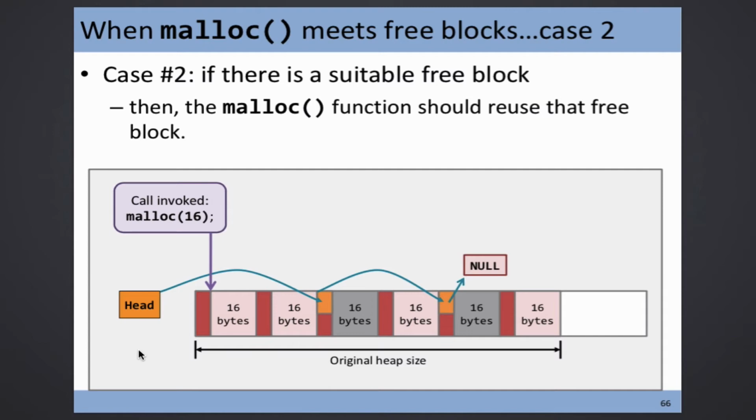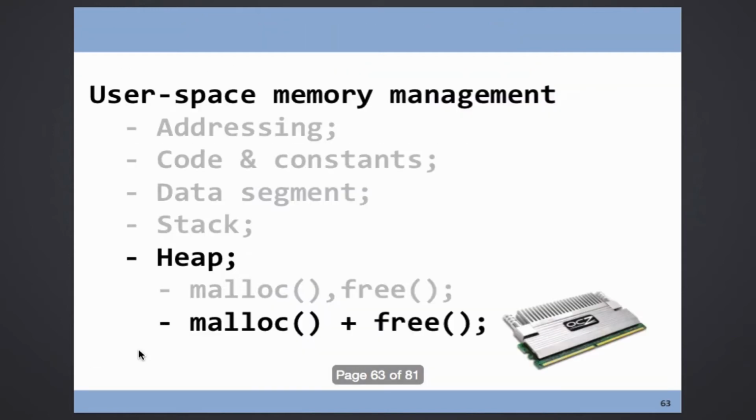Yes? What if we have some adjacent memory that has been freed, but we want to malloc a memory that is smaller than that? We will merge that. Later I will talk about it. We will merge the adjacent free blocks. Okay, so, go back to the slide that I skipped.